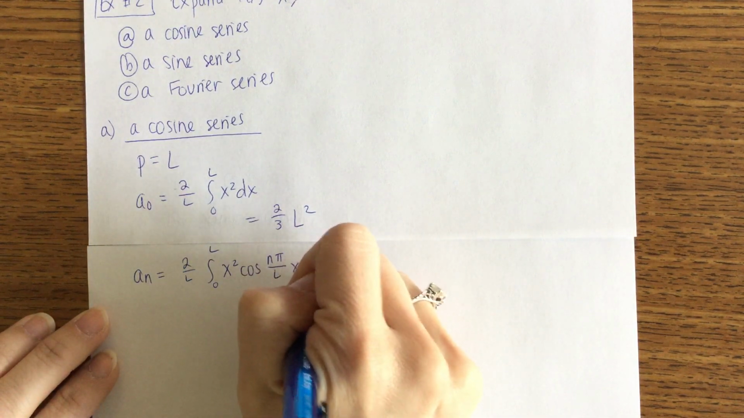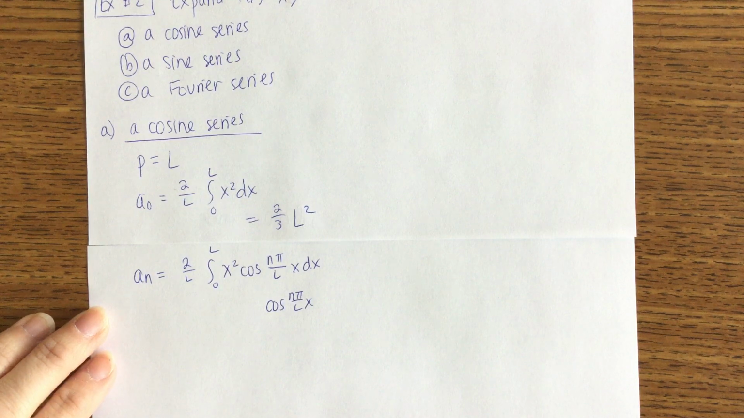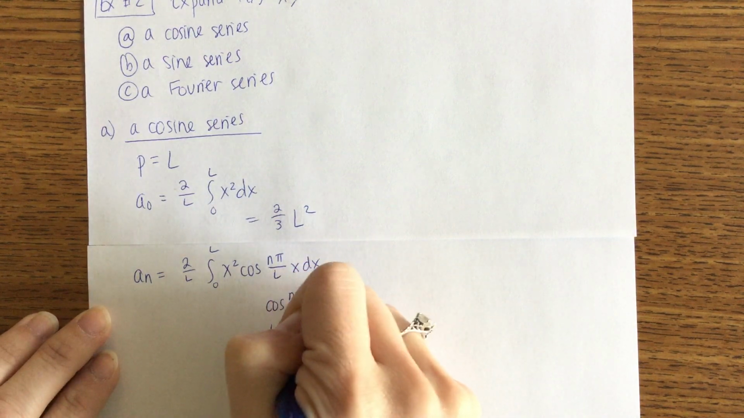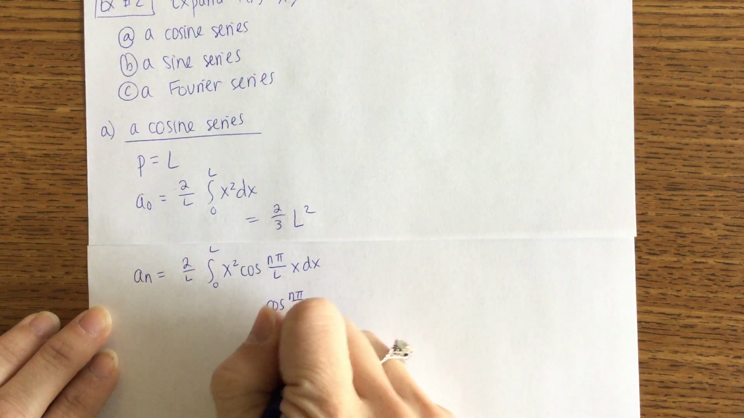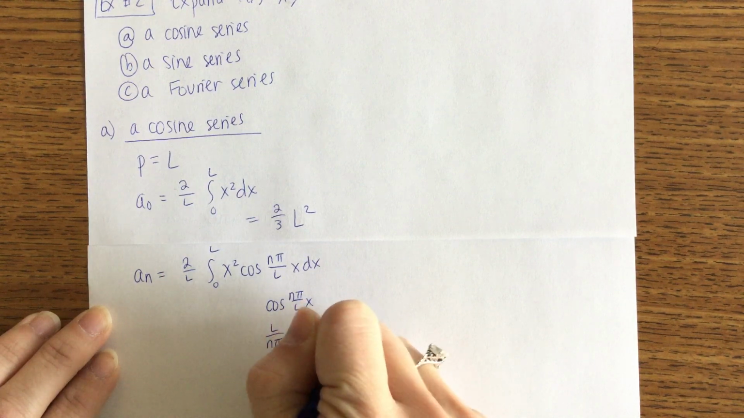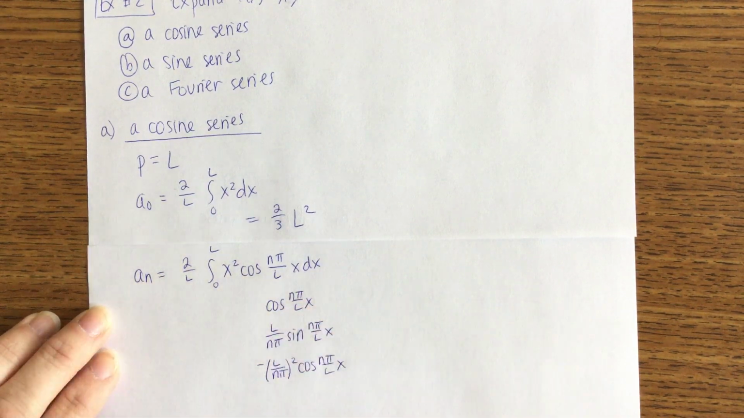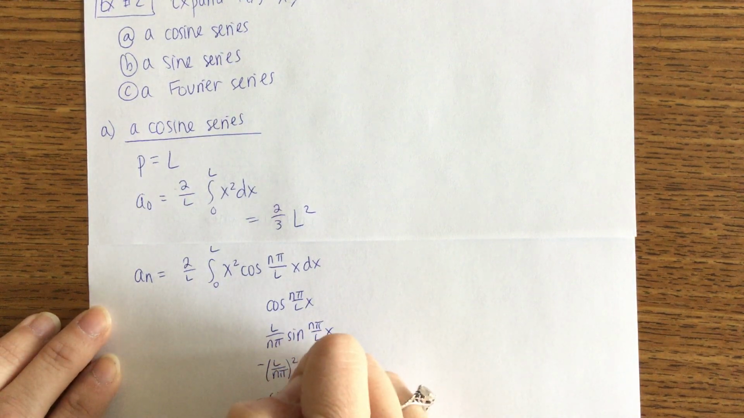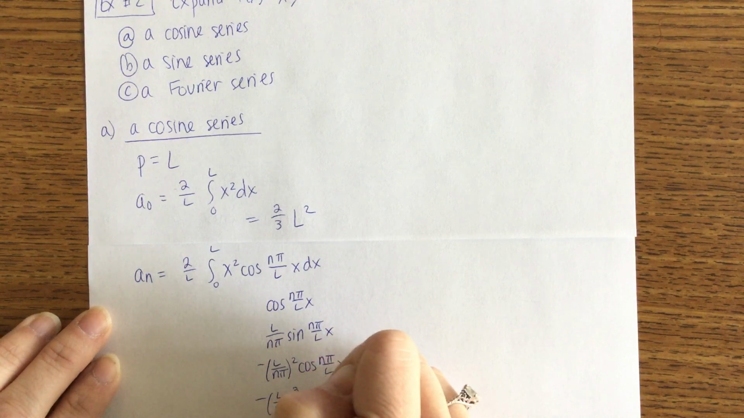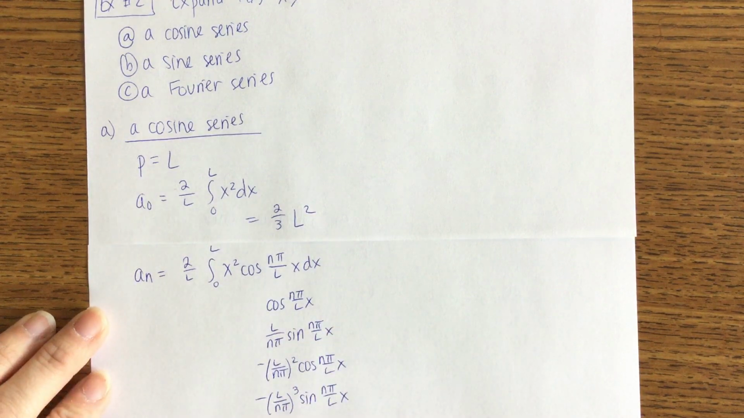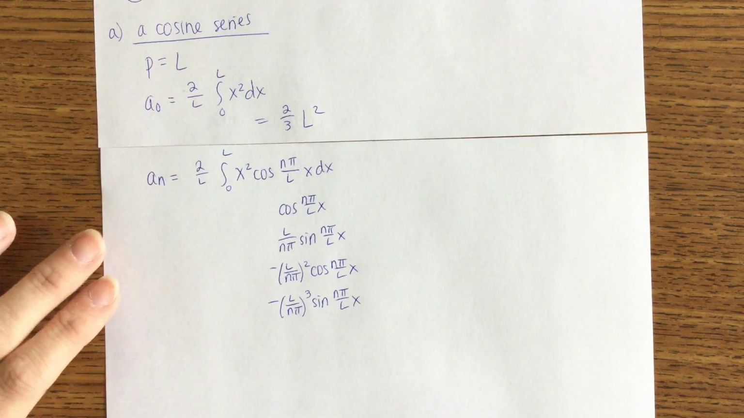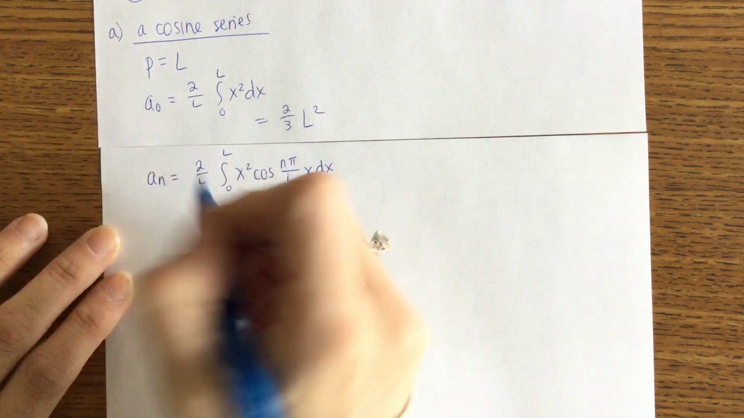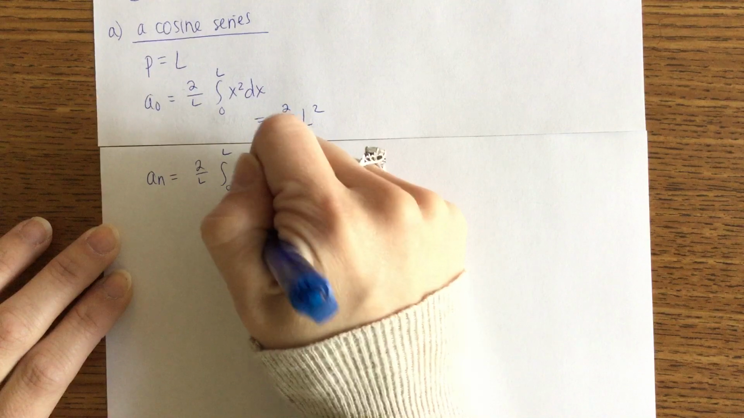So we have cosine of n pi over Lx. That's the one that we're going to have to integrate. So this will be L over n pi sine of n pi over Lx. And then negative L over n pi squared cosine of n pi over Lx. And then negative L over n pi cubed sine of n pi over Lx. And I believe that that's all I'm going to need. So then differentiating x squared, I get 2x to 0.